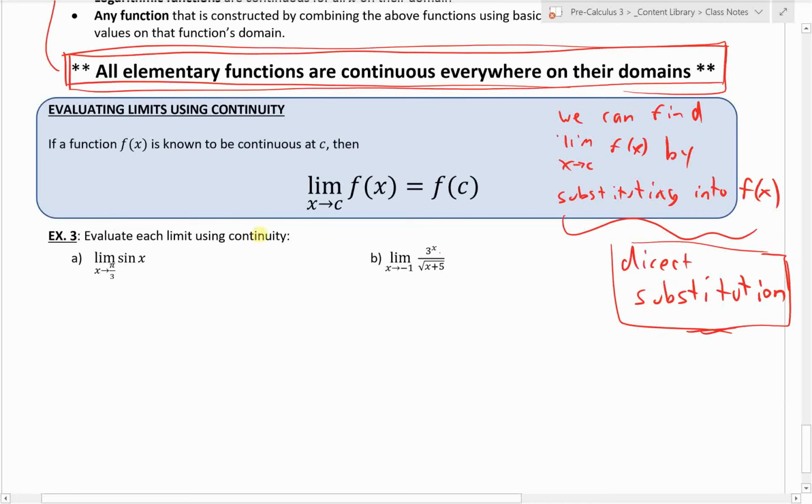It says evaluate each limit using continuity. You might say that as using direct substitution. The sine function is known to be continuous. We know that sine is continuous everywhere. Sine is continuous for all real numbers.